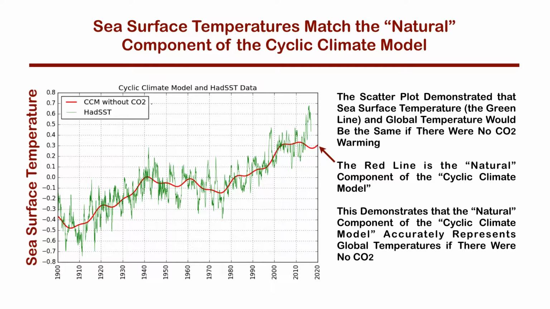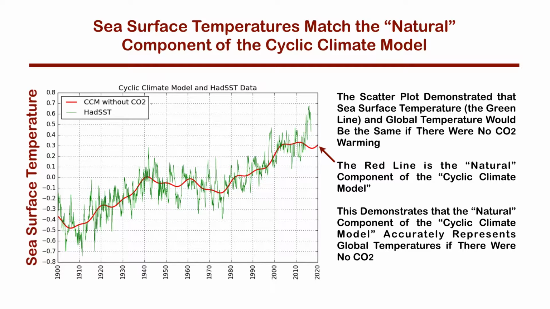So what do we have now? By scatter plot, we concluded that the sea surface temperature data, which is the green line on this plot, and the global temperature data would be the same if there were no CO2 warming. That means that the green line, the sea surface temperature data, is a valid proxy for natural climate change in the absence of CO2. Now the red line is the analytic model developed in part one of the natural climate change component of the cyclic climate model.